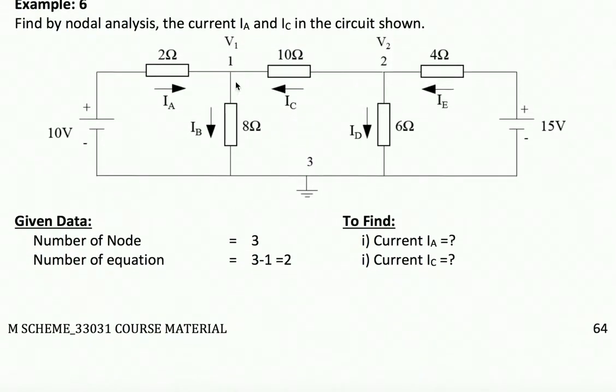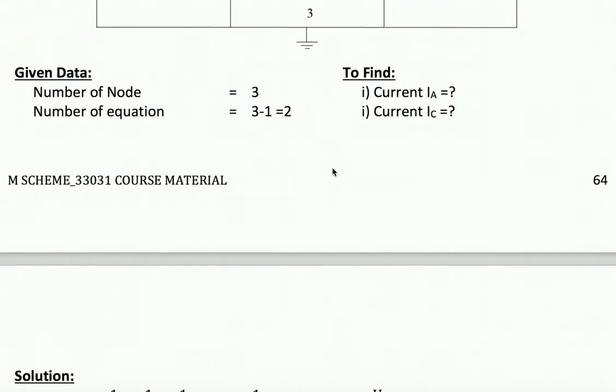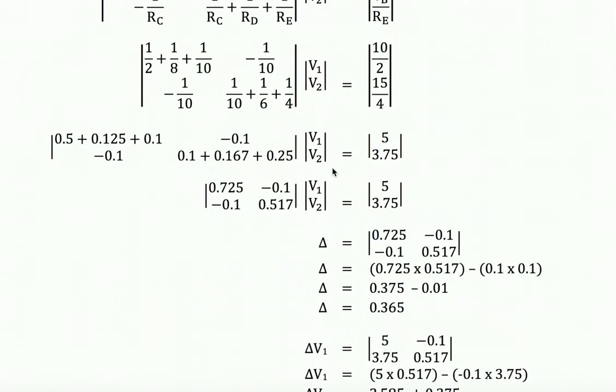The number of nodes is 3: 1, 2, 3 principal nodes. The number of equations is going to be 3 minus 1, which is 2. You need to find the currents IA, IC. First find V1 and V2. You can express IA, IC in terms of V1 and V2. You got the point.